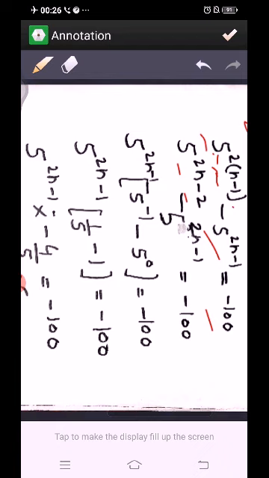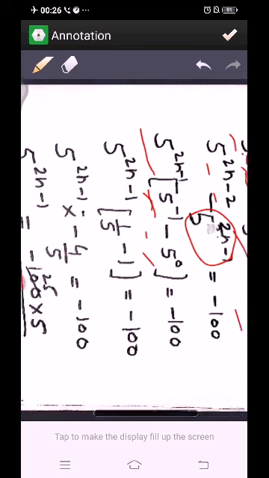Then here 5 power 2n minus 1 is common. So we can say here, what is left? 5 power 2n minus 1 taken common, only power minus 1 left. So 5 power minus 1 minus, this whole taken common, and 5 power 0 is left.